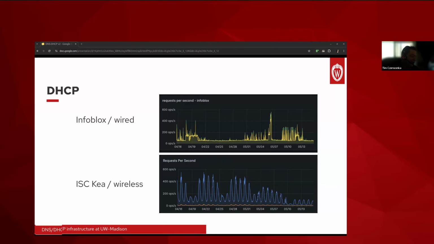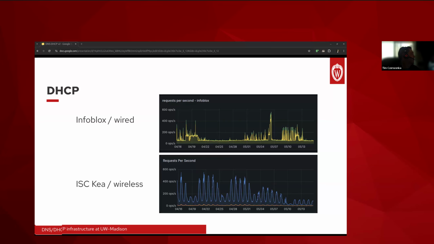So Infoblox, like I said, only serves wired DHCP. Due to the massive scale and to ensure reliability, wireless DHCP is served from a completely different environment using ISC's Kea. Wireless DHCP sees over 100,000 clients on average with very few server-side changes and averages about 300 requests per second.